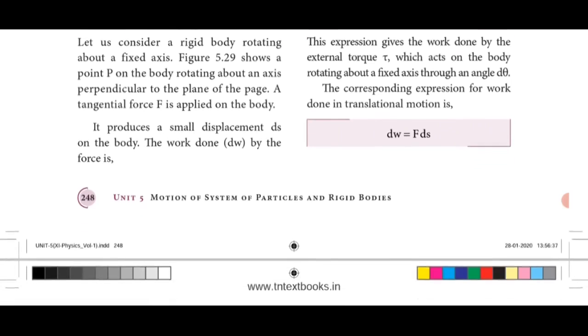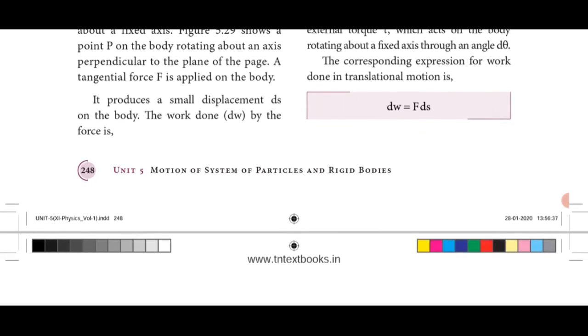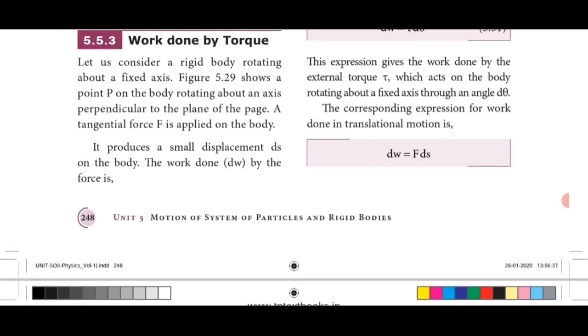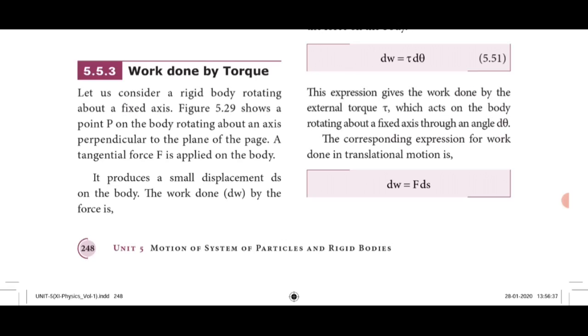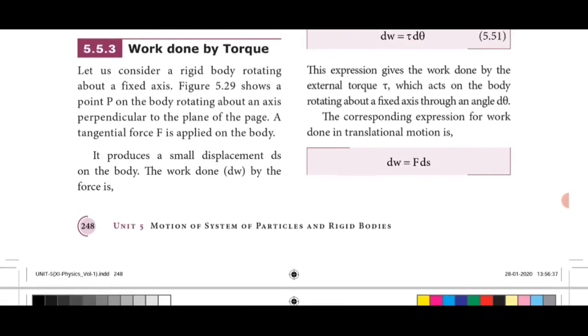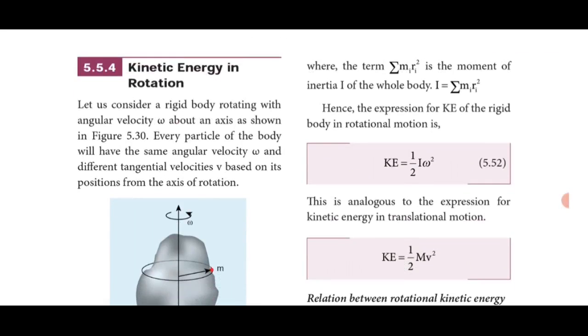The corresponding expression for the work done in translational motion is dW is equal to F ds. Understood? If you are applying a force on the body, it will displace, but the displacement has to be very small, that is ds. So what is the work done for that ds we are going to calculate, that is dW. For that only we calculated all these things. And next we pass on to the next topic, that is kinetic energy in rotation.